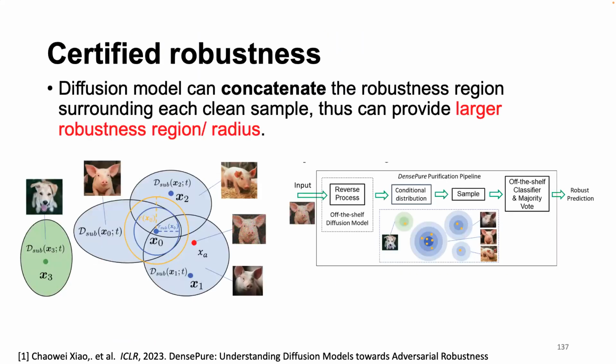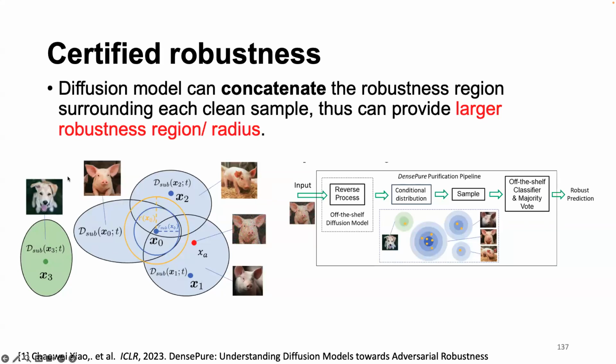And you can view the diffusion model in this way. For example, originally, if we have a classifier, this is a robust region, because each single point is just a single point, and then we can get the robust region like this circle. But if you use a diffusion model, then you map each single data point into a distribution. Which means that it maps each single data point into a union of different data manifolds with the same labels.